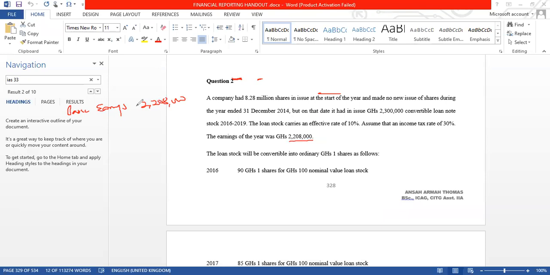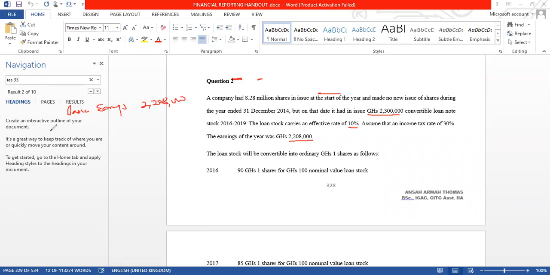On the notional, how much is our notional? They said that during the year ended 2014, they had an issue of this loan note. And the loan note carries what? 10%. Remember, for the notional, we are looking at the interest, the tax savings on the interest.